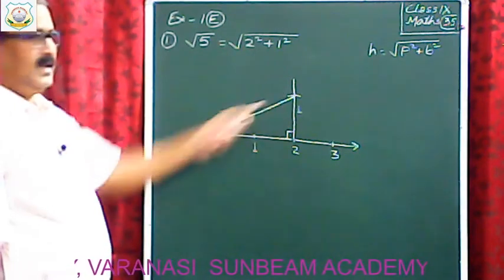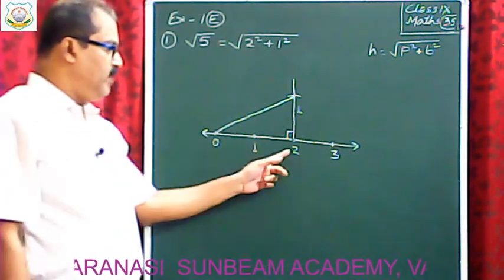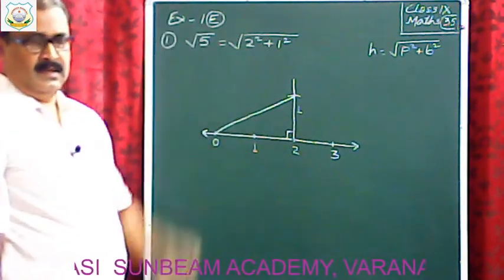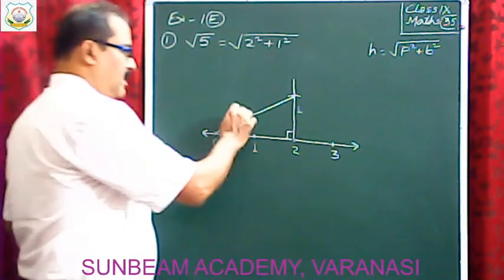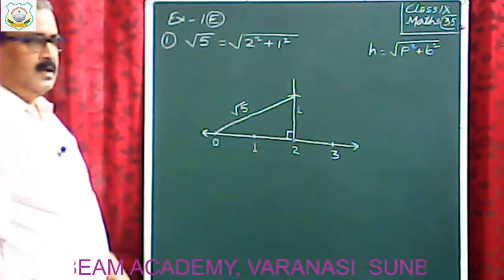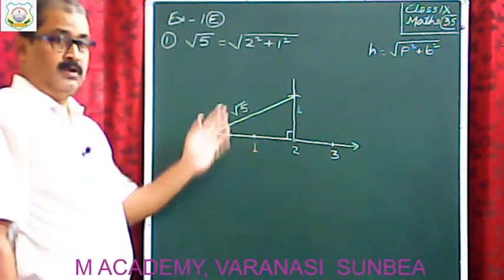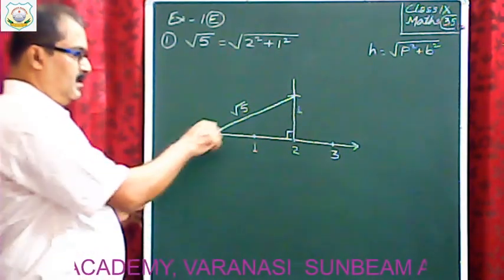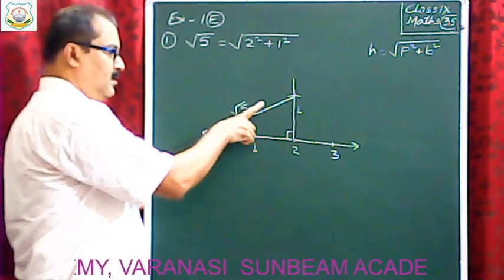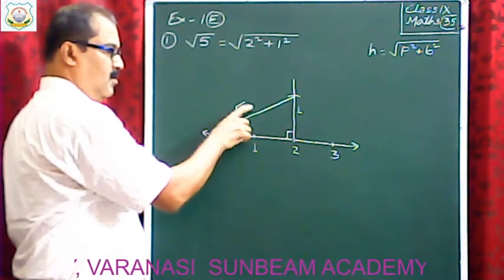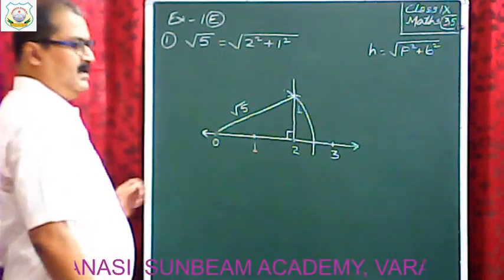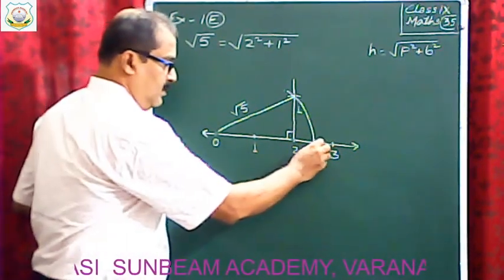We get a right triangle whose base is 2 units and perpendicular is 1 unit. Then by this theorem, the hypotenuse is square root 5. Thereafter you have to represent square root 5 on the number line. For that, taking the point 0 as center and the length of the hypotenuse as radius, draw an arc intersecting the line at a point, suppose P.